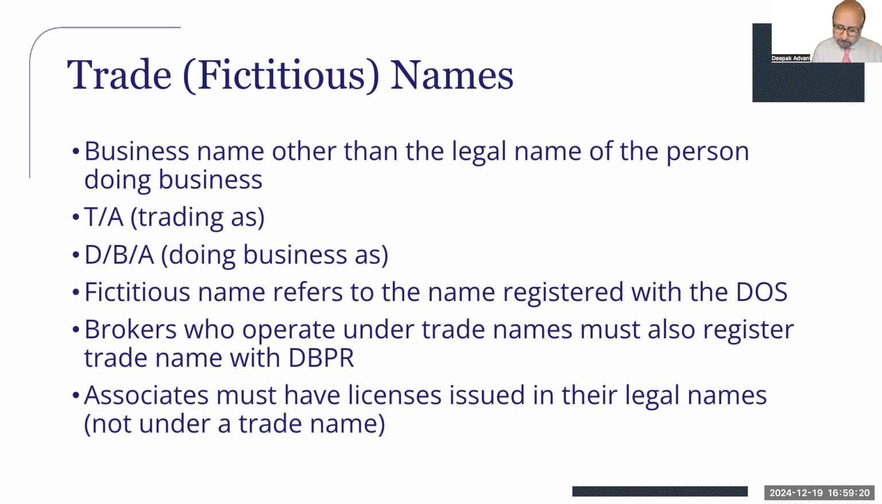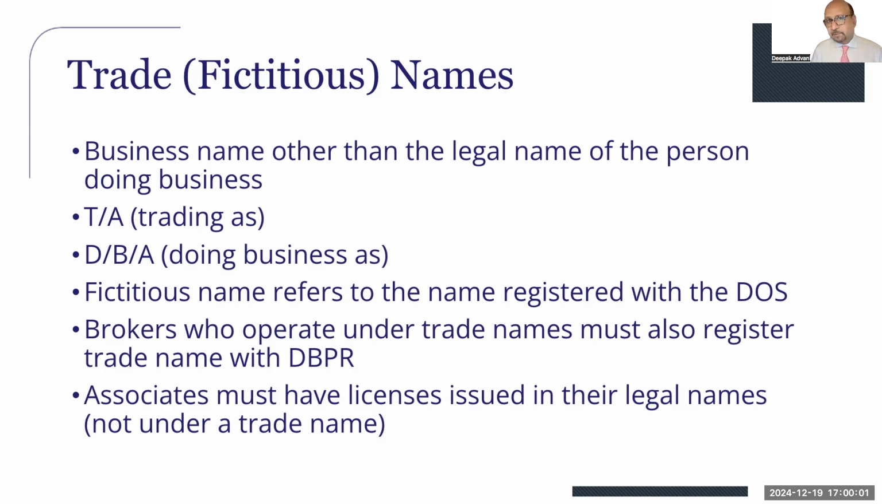Trade names, fictitious name. Now, the Florida laws allow you as a real estate broker to register a fictitious name for your business. So we have a company, ABC Realty, but you want to practice as Gold Key Real Estate Services. So your corporation name, your legal name, would be ABC Realty, but you want to practice as Gold Key Real Estate Services. So you will have to register that as a DBA, which is a doing business as.